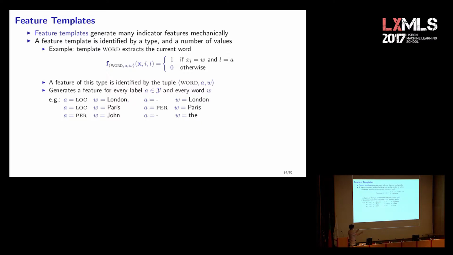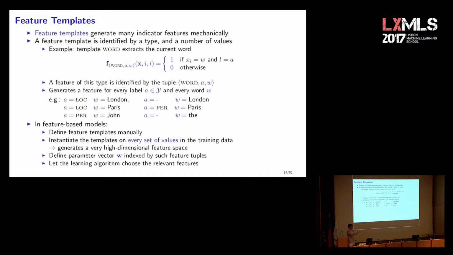But if I change the type, the label, I get the same feature extraction but with another label. And if I change the word, I get another one. So for each word, so London, I can try London with every possible label, and Paris with every possible label, and John with every possible label, and "the" with every possible label, and so on. So with just this feature template, I have features that look at every possible word and every possible label. I have all the combinations. And of course, I can write lots of feature templates, which I'm going to show in the next slide.